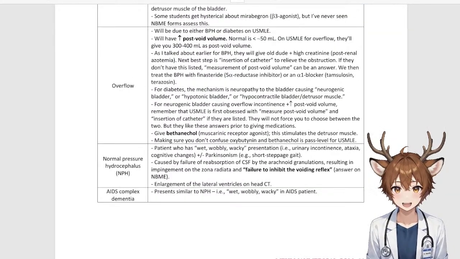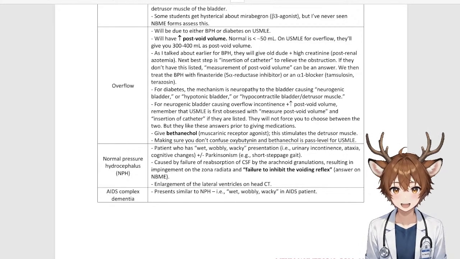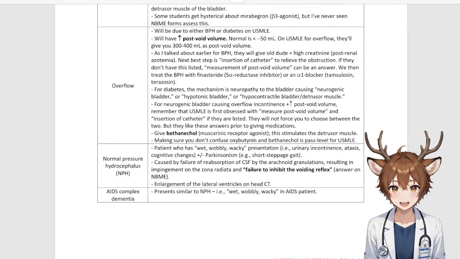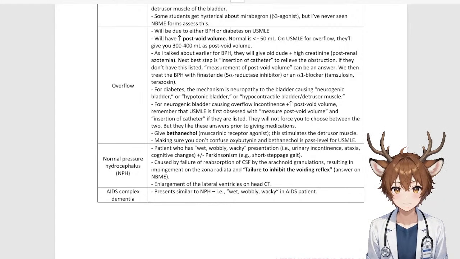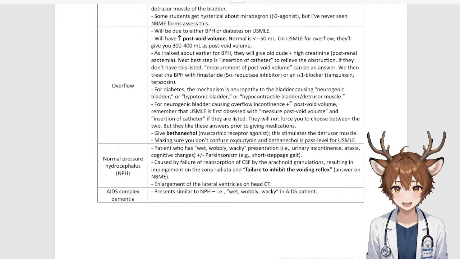So what about overflow incontinence? Overflow incontinence will be due to either BPH, benign prostatic hyperplasia, or diabetes on USMLE. We will have an increased post-void volume. Normal is less than 50 milliliters on USMLE. For overflow, they'll give you 300 to 400 milliliters as post-void volume.